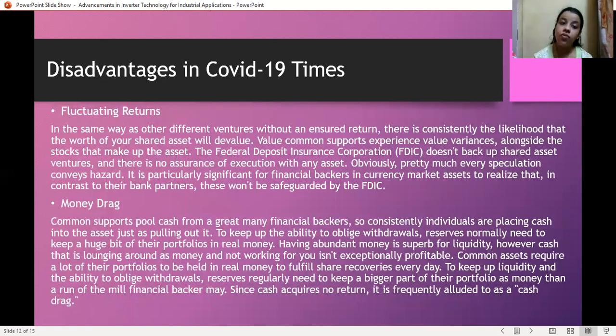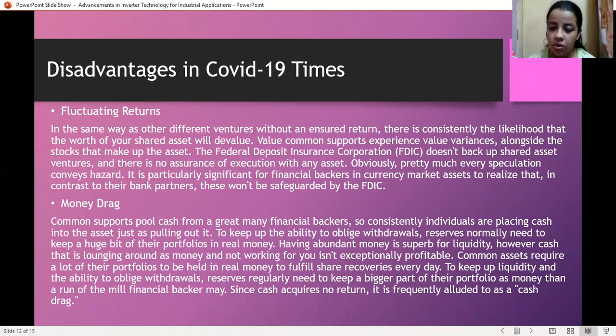Disadvantages during COVID times for mutual funds. Fluctuating returns. COVID time has affected everything, so definitely there will be fluctuation in return as people are not able to regularly invest. So there is a gap and an irregularity in investing into the funds. Fluctuating returns is like many other investments without a guaranteed return. There is always the possibility that the value of your mutual fund will depreciate. Equity mutual funds experience price fluctuations along with the stocks that make up the fund. The Federal Deposit Insurance Corporation does not back any mutual fund investment, and there is no guarantee of performance with the fund.